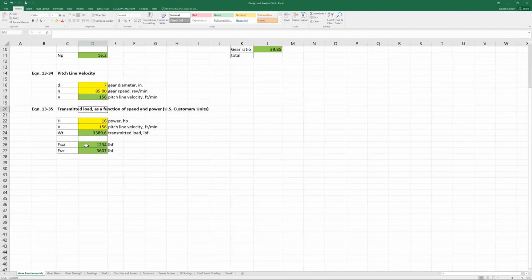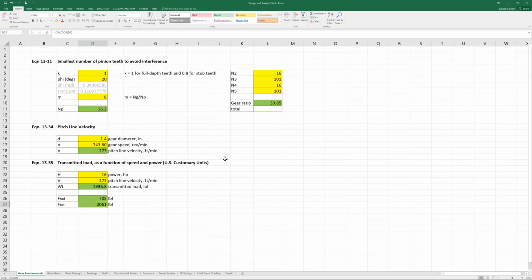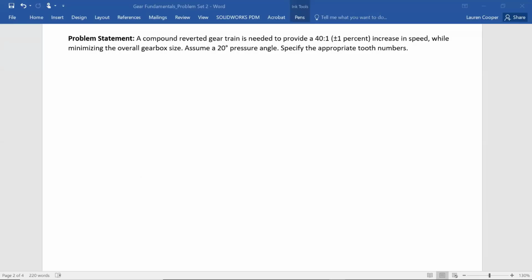And then if we looked at gears 4 and 5, pitch diameter of 5 is 1.4, the gear speed 743.8, the transmitted load 1,937 pounds, and again, F rad and F total are calculated just based on the pressure angle. Okay, so really all you need is 1334 and 1335 to answer those questions.